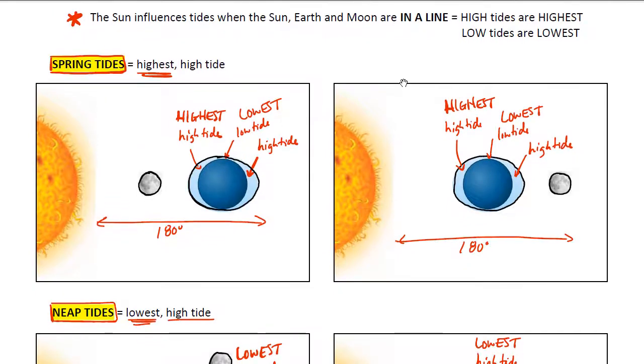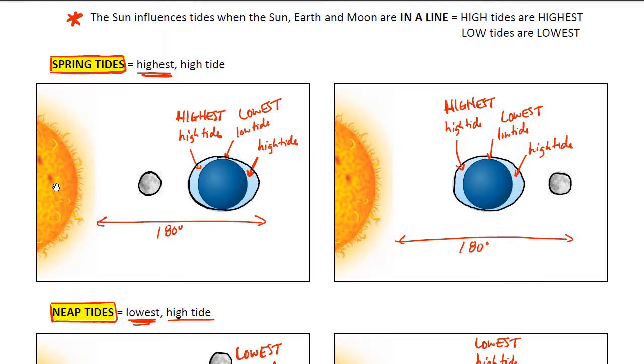Now there are 2 different names for the types of tides that we will experience, aside from low tide and high tide. And that is the term spring tide and neap tide. Now, I did say that the moon has a greater gravitational effect. The sun still has some gravity pull on the Earth's water, but the moon has the greater effect.